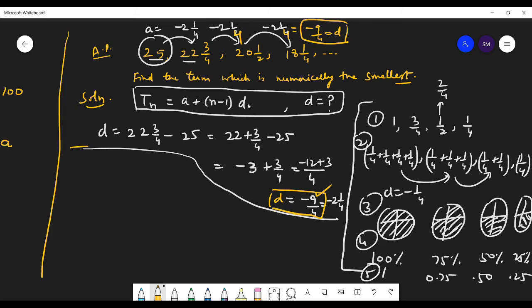Now you can write your nth term, students. So Tn equals, what is A? 25 plus n minus 1. What is D? Minus 9 by 4. So minus 9 by 4 also means 9 parts of 1 by 4. So 4 parts of 1 by 4 make 1. Then again 4 parts of 1 by 4 again make 1. So 1 and 1, 2, and you are left with 1 by 4.